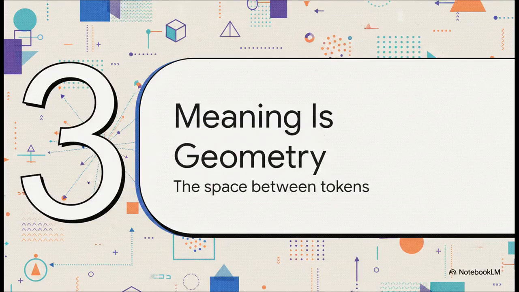And this right here, this brings us to the core idea of this whole explainer. In modern AI, meaning is not some definition stored in a dictionary. Meaning is geometry. It's all about the distance, the direction, and the relationships between points in this enormous conceptual space.